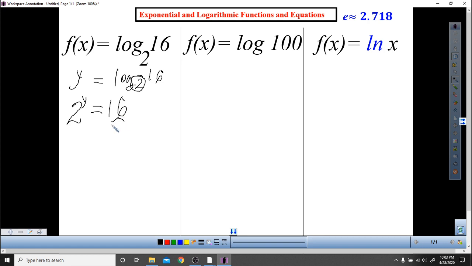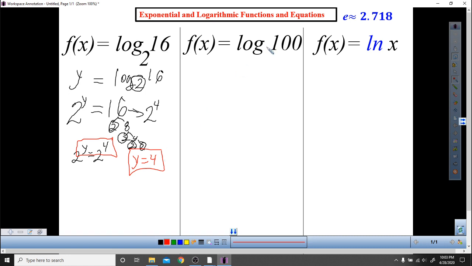So if we start with base 2, 2 times 8, this is 2 times 4, and this is 2 times 2. So this could be written as 2 to the 4th power. So if we rewrite this, this is 2 to the y equals 2 to the 4th, and now at this time we can actually match these up. So this is y equals 4. Does it come back? Yeah, right? So let's go to this one.